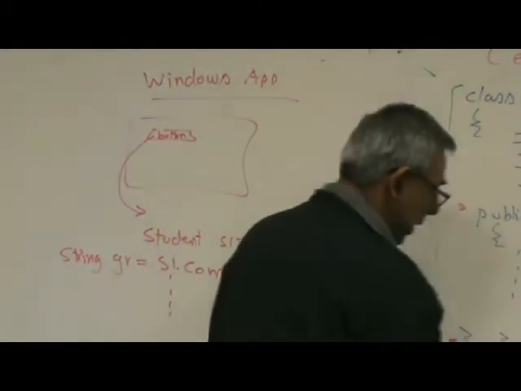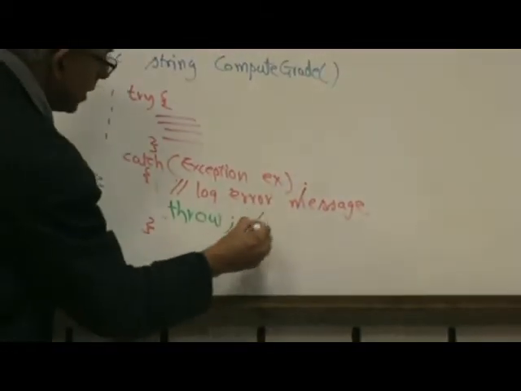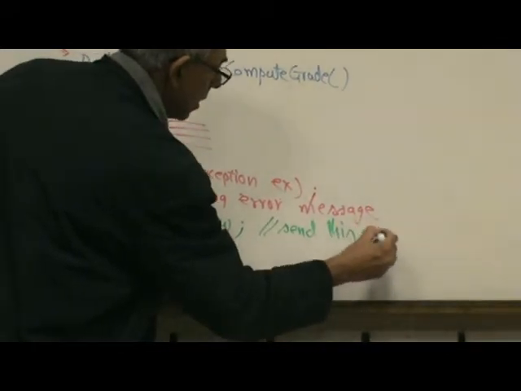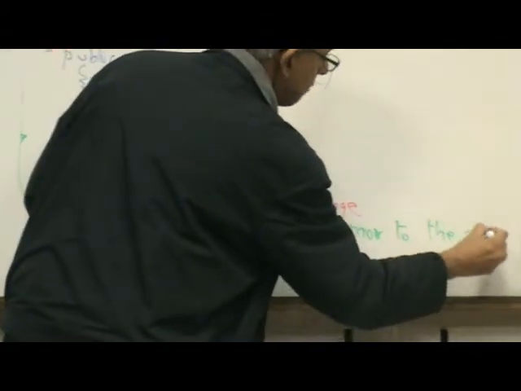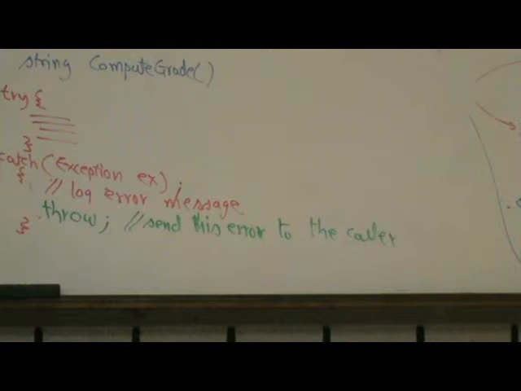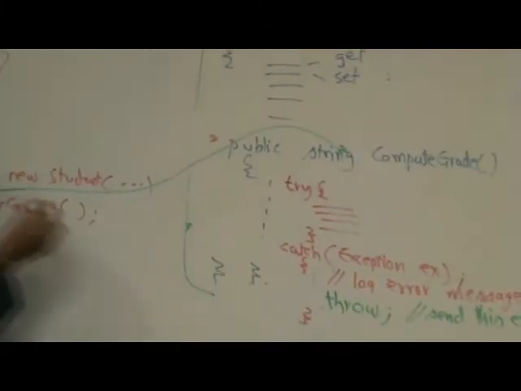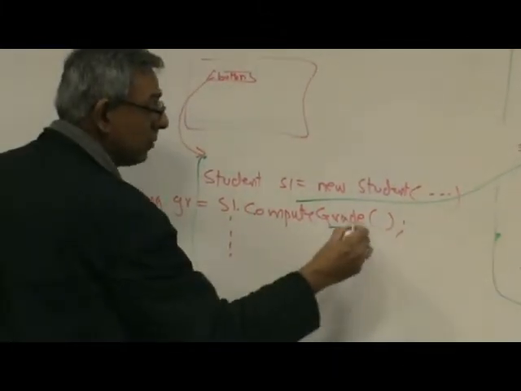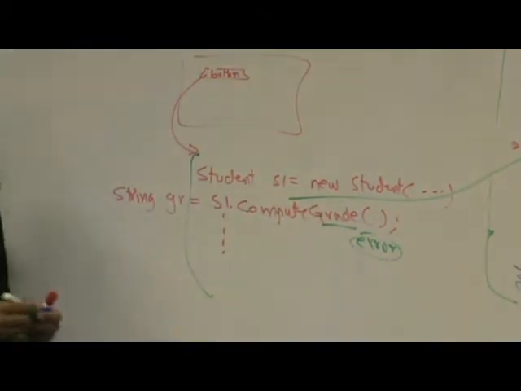There's a simple statement called throw. Throw basically means send this error to the caller, whoever called this function. In this case, who triggered this function? This one triggered this function, so this error will go over here. Think of it this way, as if the error occurs over here, in this line.